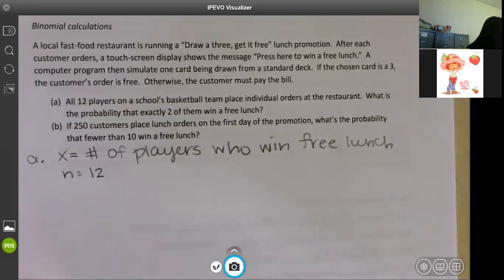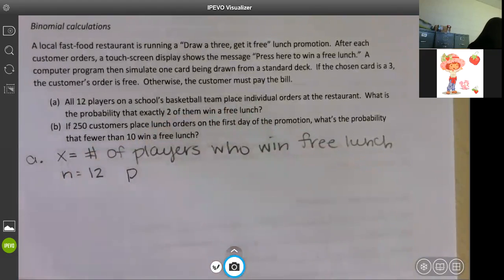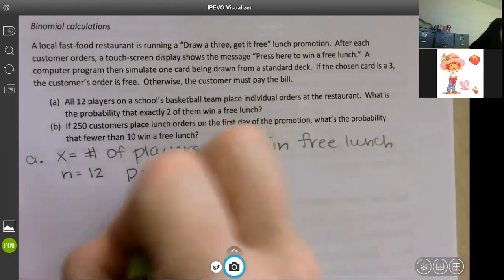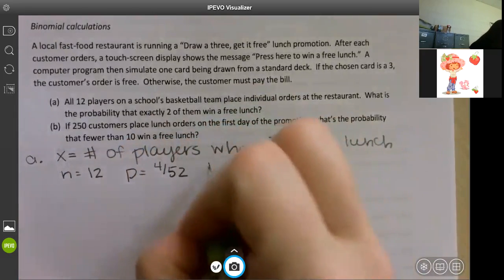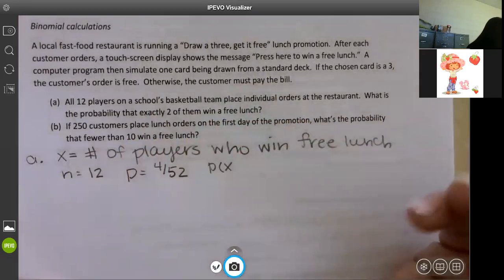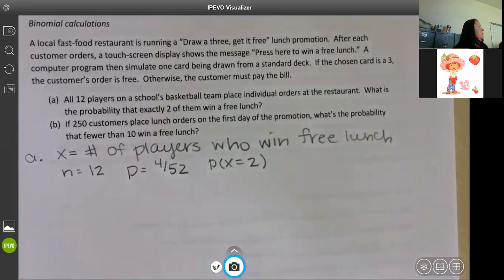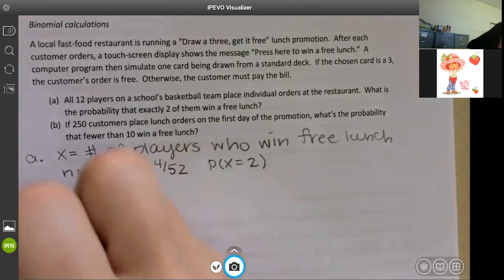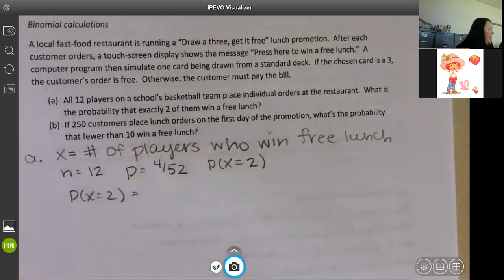What's your probability of getting a 3 out of a deck of cards? 4 out of 52. And we're going to define our probability. We want X to be exactly 2. So that's what I was talking about in the very beginning, where you define everything. Then you're actually going to do it. How do I do this formula? I'm going to show you the formula, but we're also going to do the calculator on both parts.